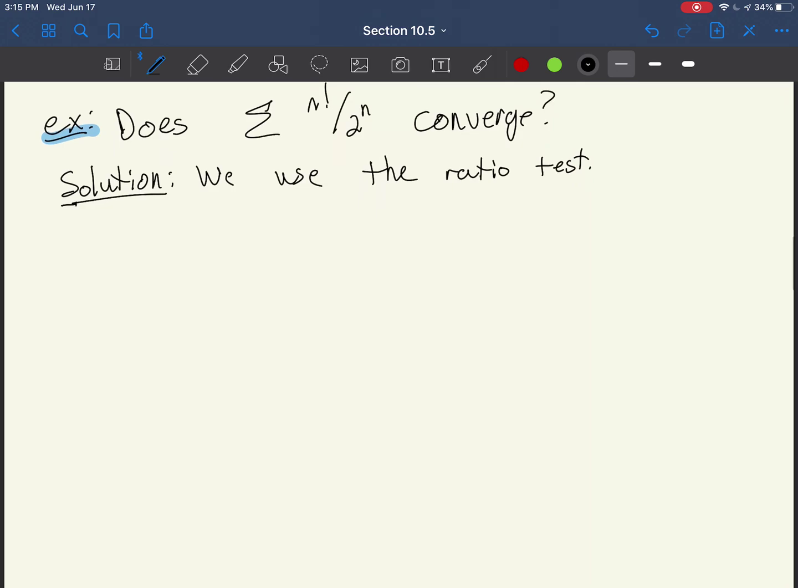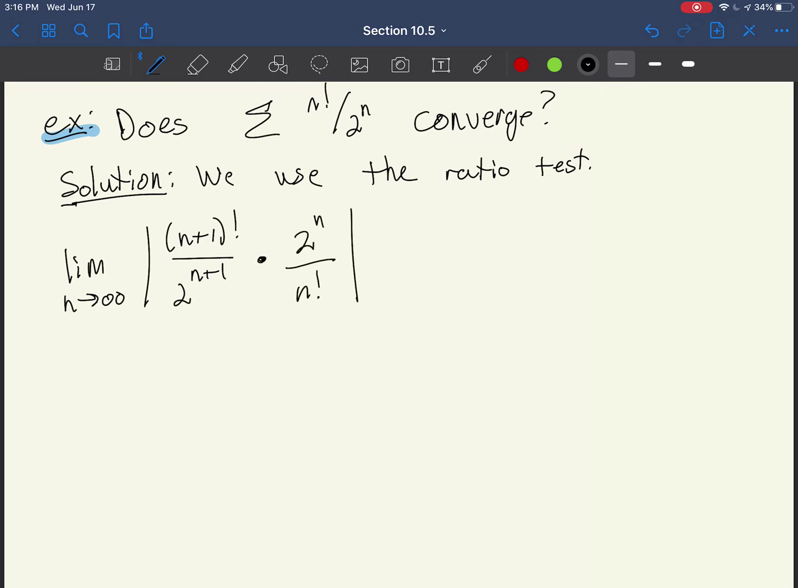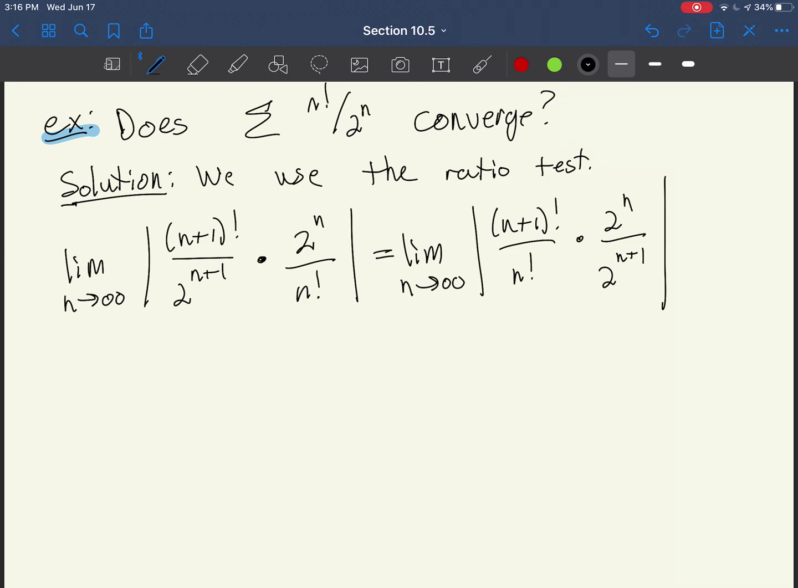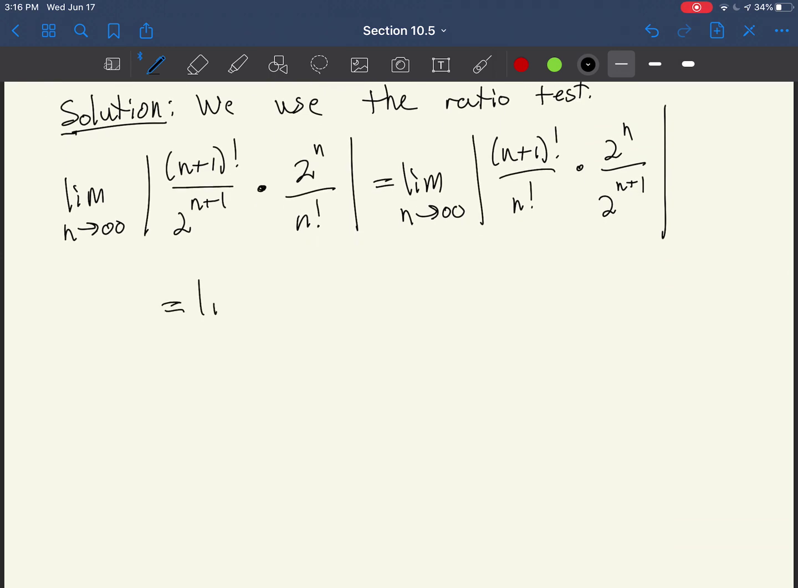Okay, we're going to use the ratio test because that's the only test we've been using so far. So we have the limit as n goes to infinity of the absolute value of (n+1)! divided by 2^(n+1) times 2^n divided by n!. Group the like terms. That is (n+1)! divided by n! times 2^n over 2^(n+1).